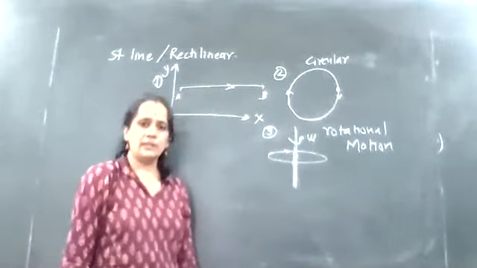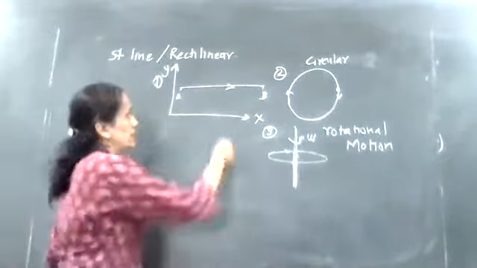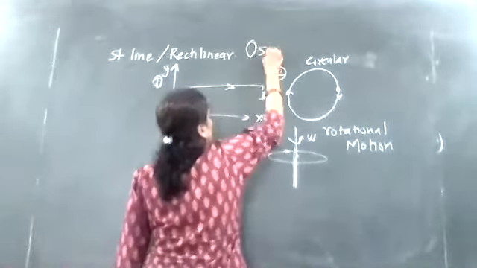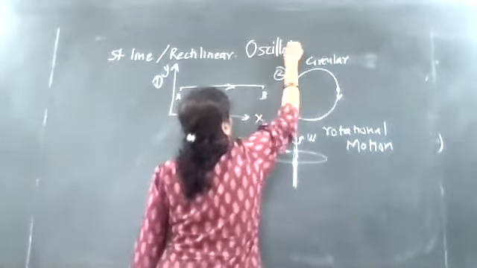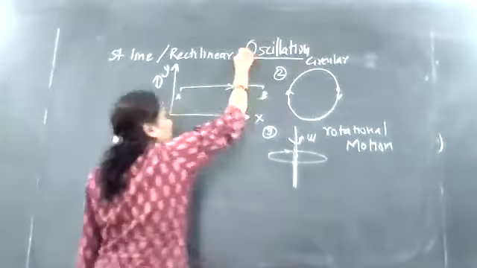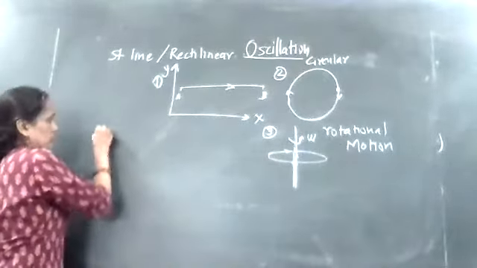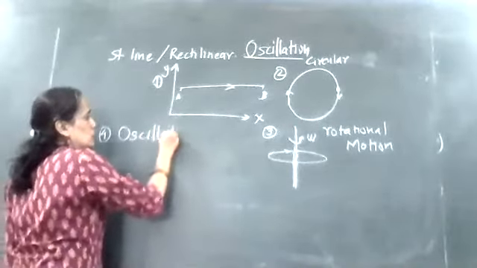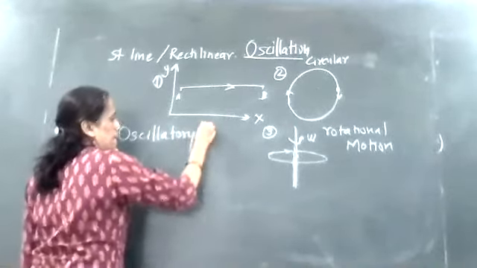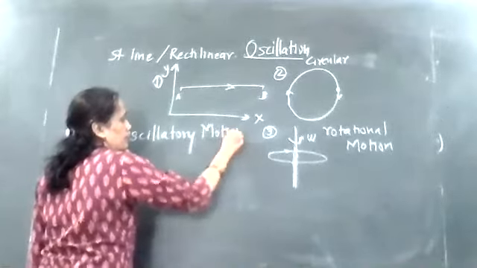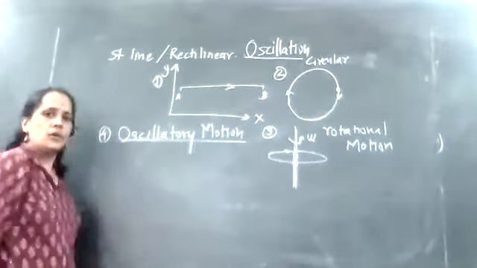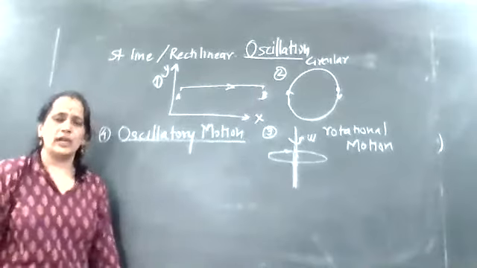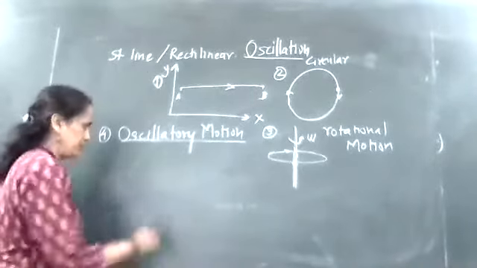Is it right? And now in this chapter, oscillation, we are going to study the fourth type of motion, which is called oscillatory motion. Now, what is oscillatory motion? We can take one simple example.